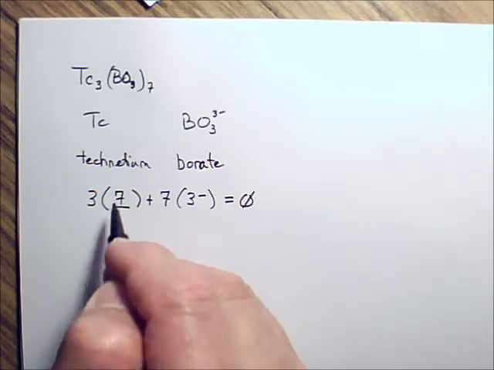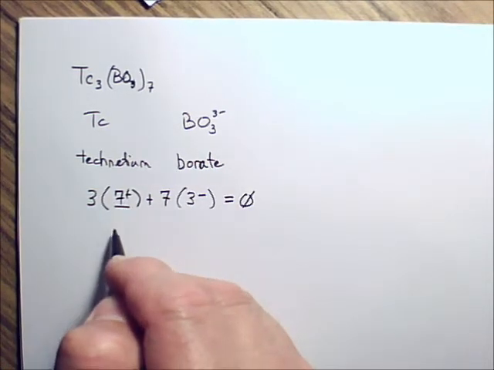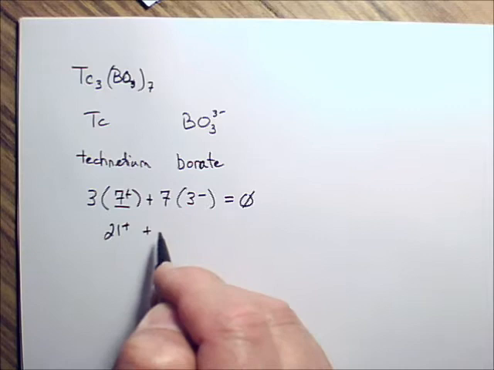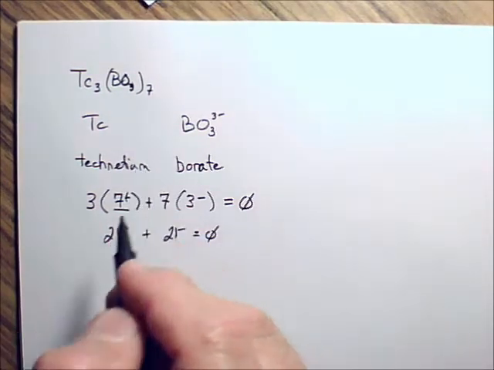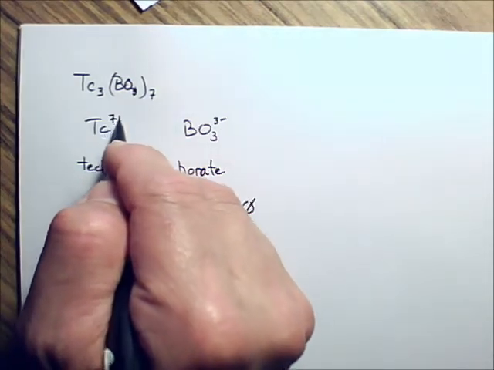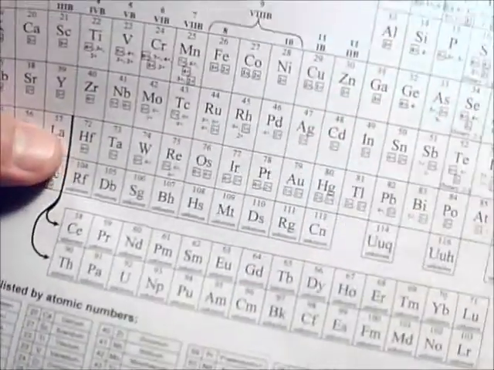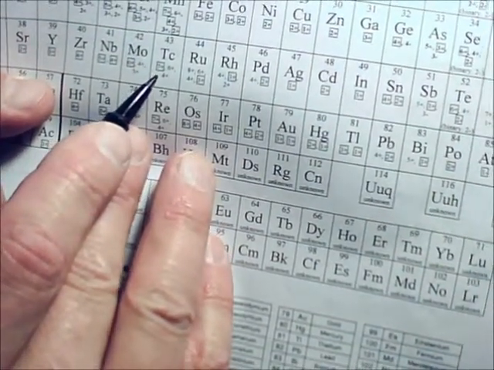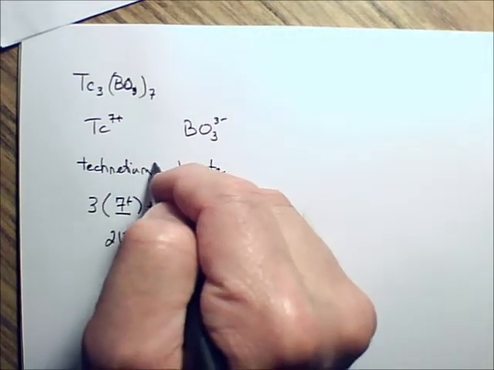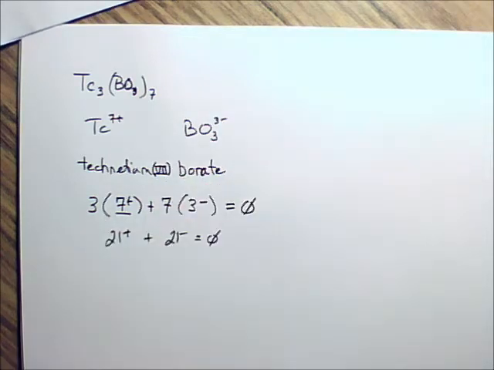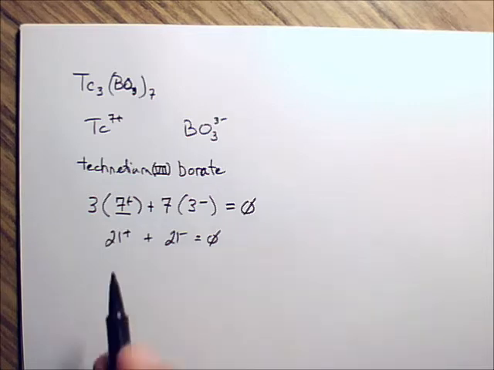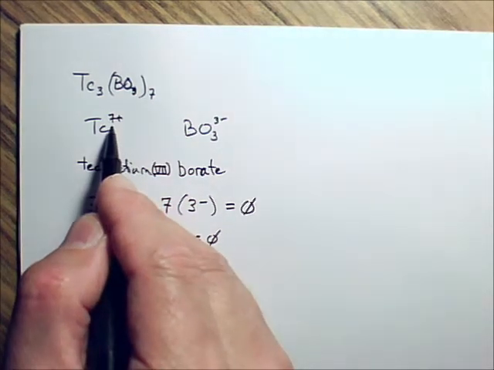7 would go there and fix it, wouldn't it? That would give us a 21 plus and a 21 negative, and that does equal 0, doesn't it? So that must mean technetium has a 7 plus charge. Let's double check and make sure, and sure enough, there is a 7 plus charge available. So then the name of this must be technetium(VII), Roman numeral 7, because that's the charge on the technetium.